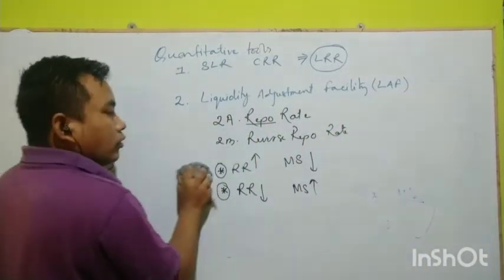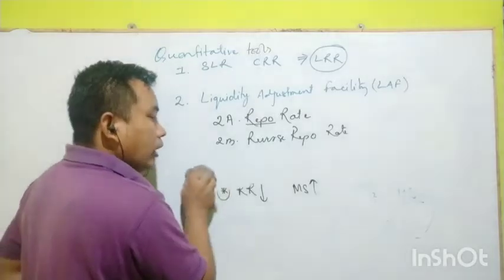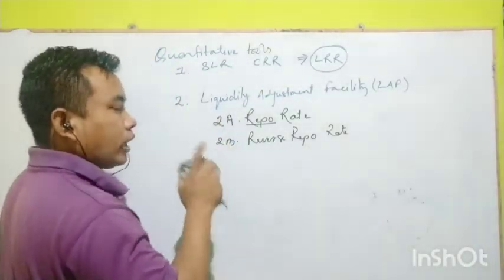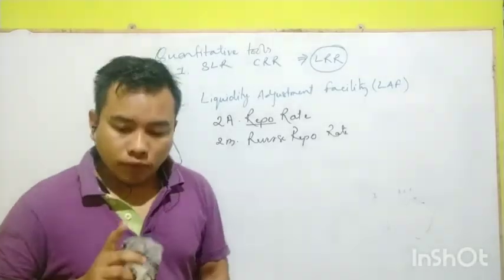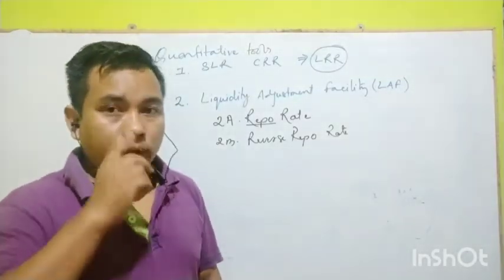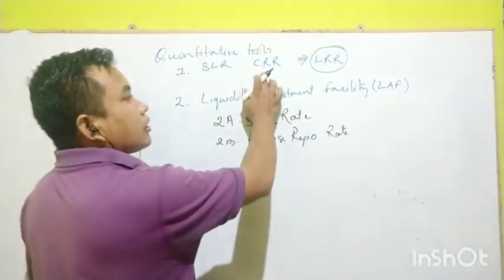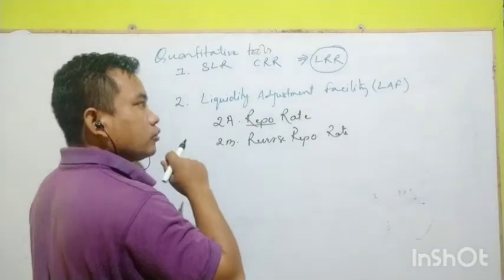Yesterday I gave you one homework: how RBI controls the money supply using repo rate and reverse repo rate. I think you know something about this. The answer was that we also control money supply through SLR and CRR.